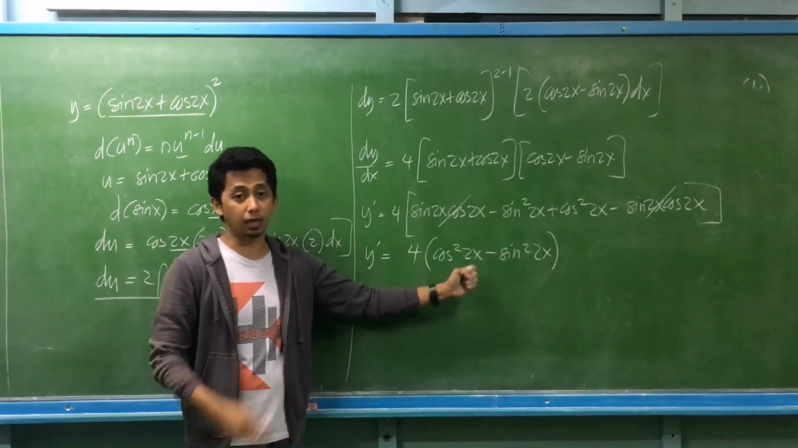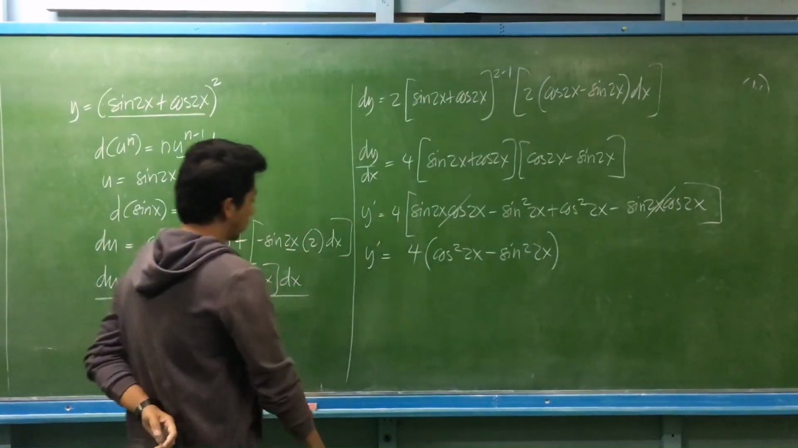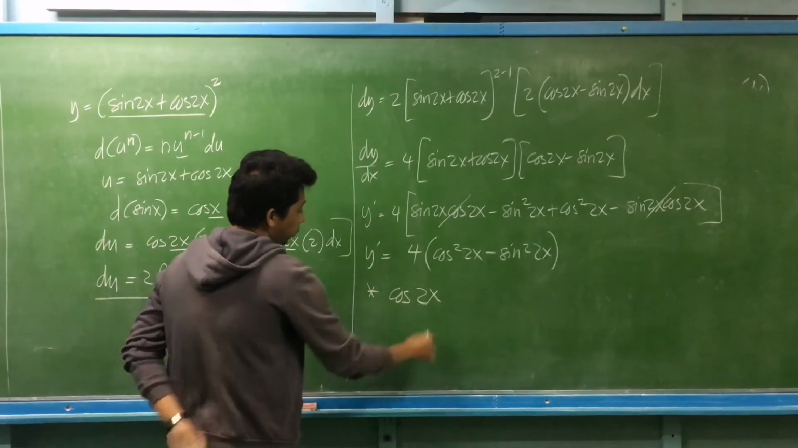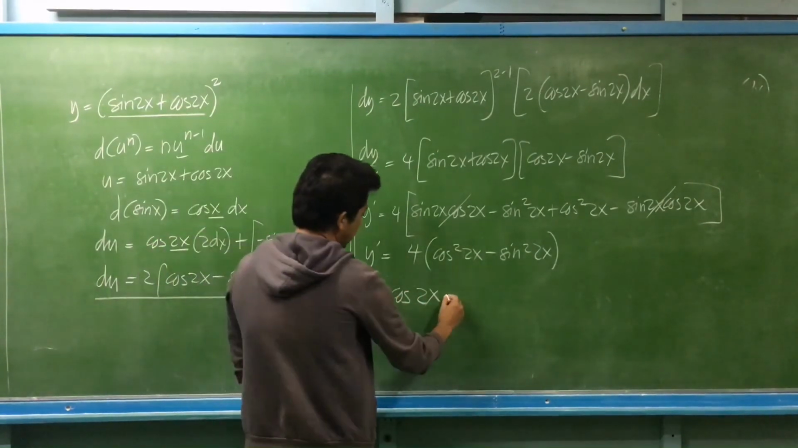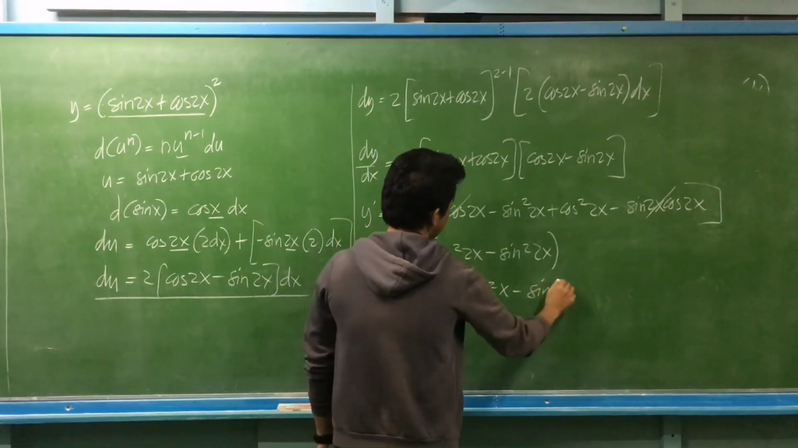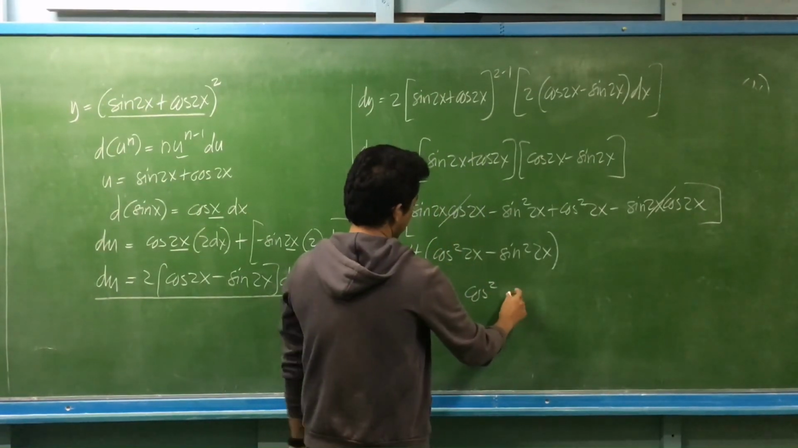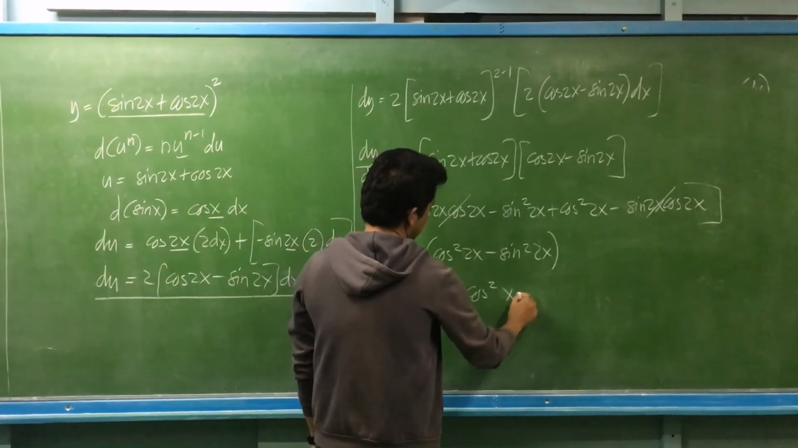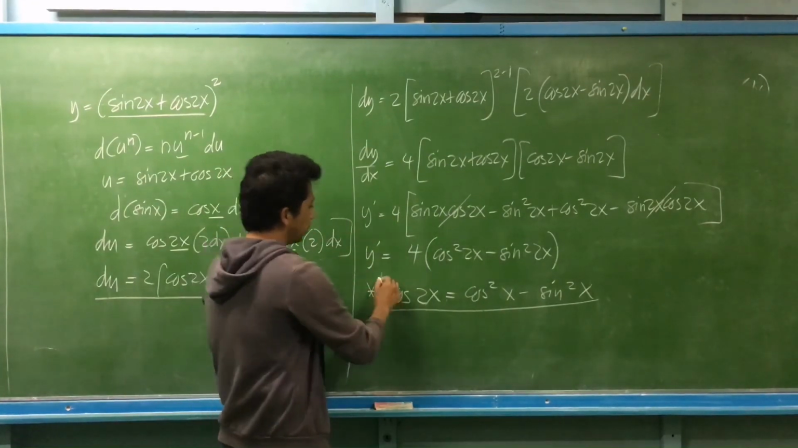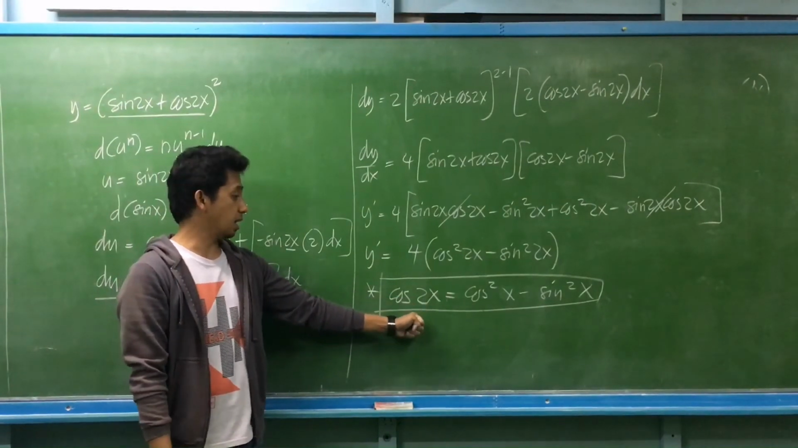So what is the equivalent in terms of trigonometric identities of cosine squared 2x minus sine squared 2x? If you still recall the double angle for cosine, cosine 2x is equal to cosine squared x minus sine squared x. So it's the same as cosine squared x minus sine squared x. If you have to review your trigonometric identities, this is one of the identities under double angle.